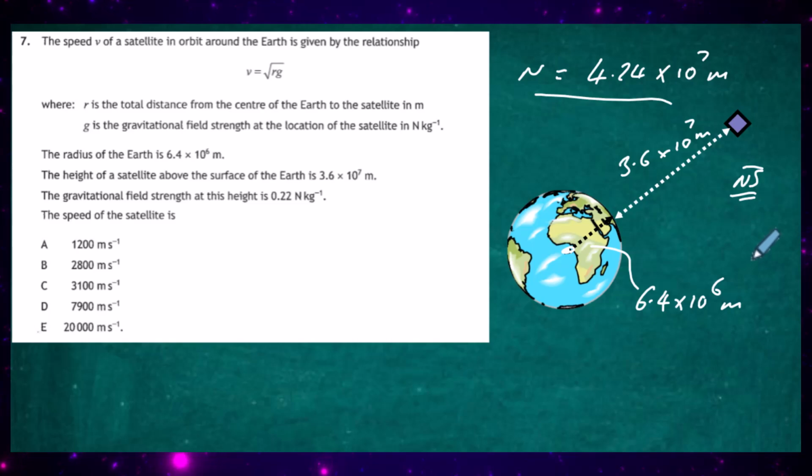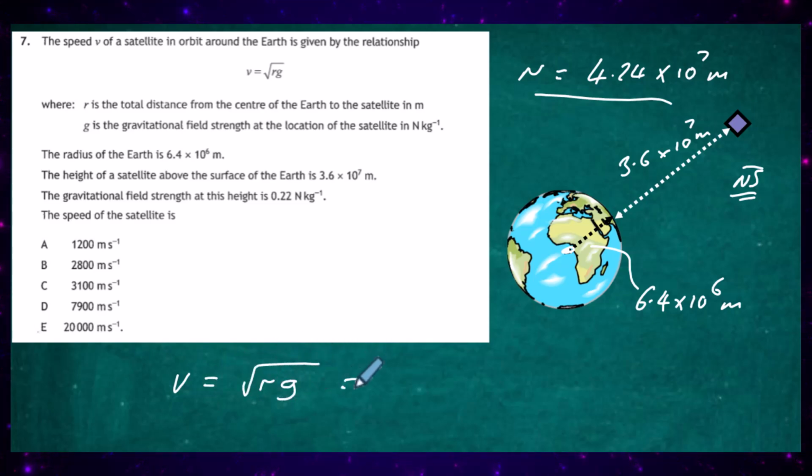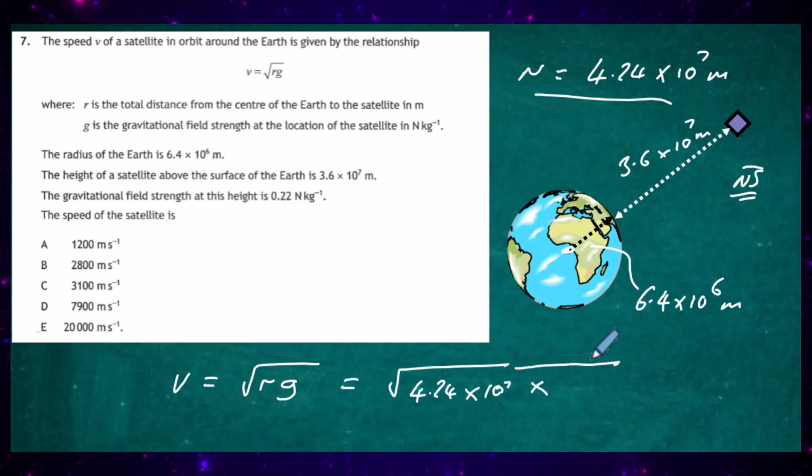Now we've got r, we can plug r into the relationship to find what v is if we know what g is. So we know that the speed v of the satellite is the square root of r times g, and that's going to be equal to the square root of r, which we just calculated, 4.24 times 10 to the power 7, and we have to multiply that by g at that particular height, which is 0.22.